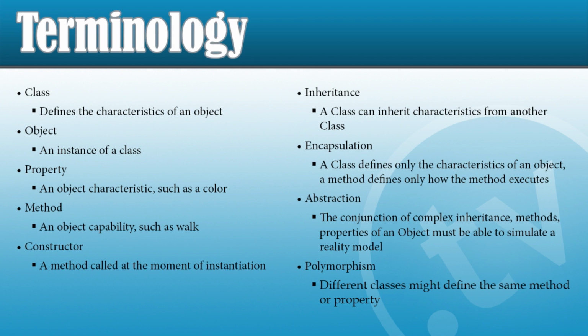Encapsulation means a class defines only the characteristics of an object, and a method defines only how the method executes. Abstraction is the conjunction of complex inheritance. Methods and properties of an object must be able to simulate a reality model. Polymorphism means that different classes might define the same method or property. Let's just start with a simple example.